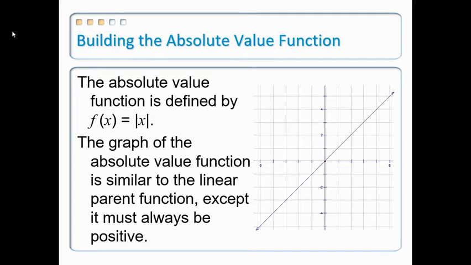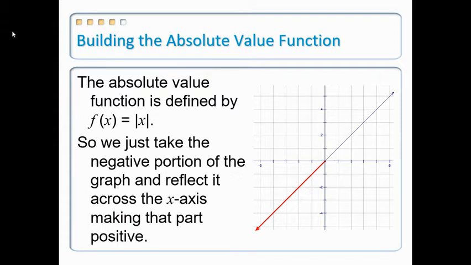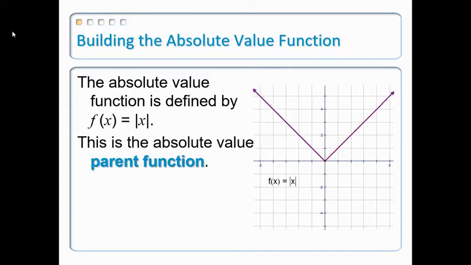Building the absolute value function. The absolute value function is defined by f of x equals the absolute value of x. And the graph of the absolute value function is similar to the linear parent function, except it must always be positive. So we're just going to take the negative portion of the graph and reflect it across the x-axis, making that part positive.